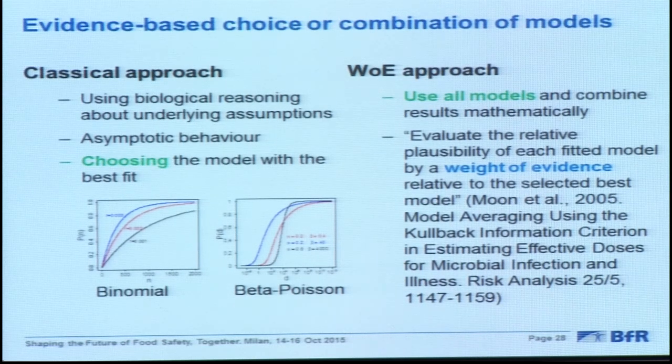The weight of evidence approach, which can be used here, has been proposed, is to use all models at the same time and combine the results mathematically. So here we are not looking at different lines of evidence like different data sources or studies. It can be exactly the same data points, and the differences are we have alternative mathematical models to explain the data, and it has been suggested to use a certain statistical criterion. Here's a Kullback information criterion to weigh the information and to summarize this. So it's a very specific application of weight of evidence in microbiology.